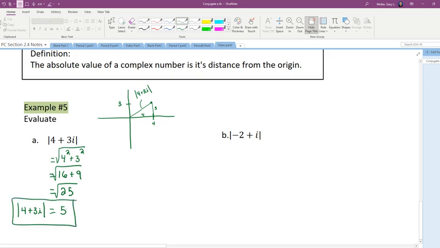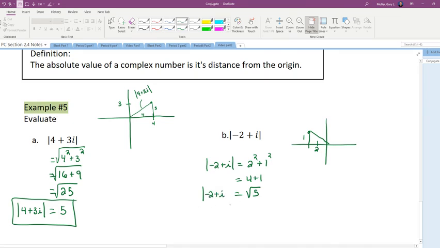All right, so go ahead and answer how far away this next one is. This time we've gone over 2 and up 1. And so we just have this right triangle with 2 and 1. So the absolute value of negative 2 plus i is going to be 2 squared plus 1 squared, or 4 plus 1, or the square root of 5. So the absolute value of negative 2 plus i is the square root of 5. That's how far away it is from 0.